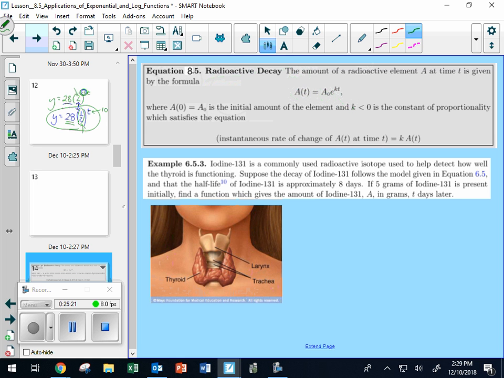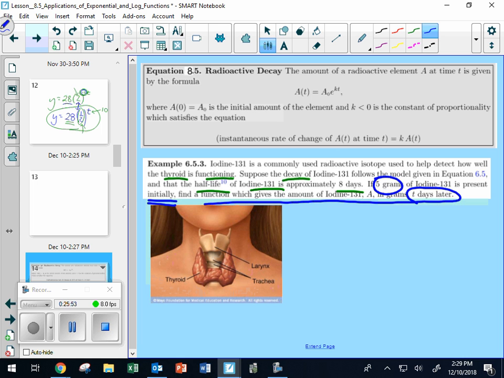Iodine-131 is commonly used as a radioactive isotope, used to help see how well the thyroid is functioning. So the decay of this follows the model given in the equation, and the half-life of iodine is 8 days. Half-life of iodine is 8 days. If you have 5 grams to start with, initially, find a function that gives the amount T days later. That means they want T left in the equation.